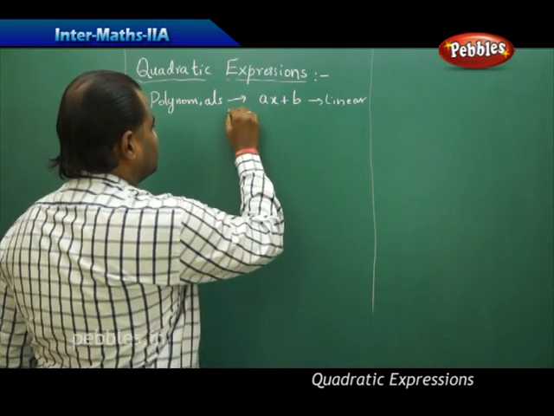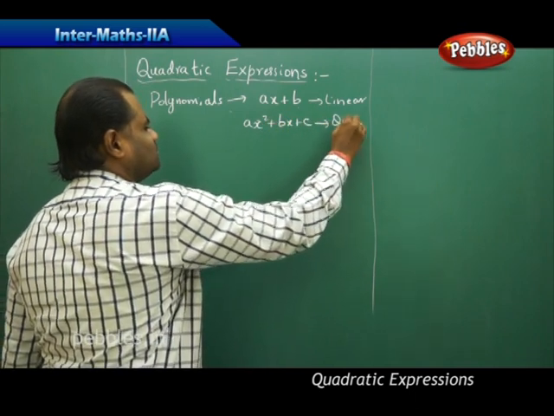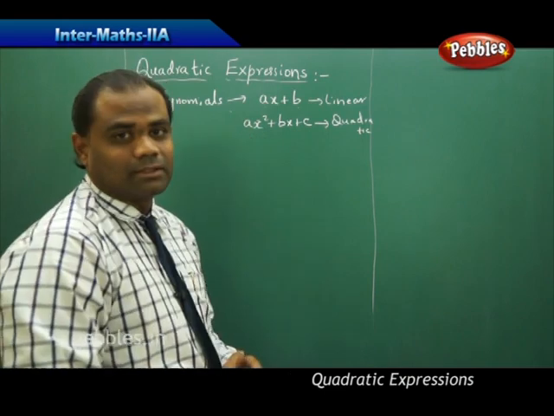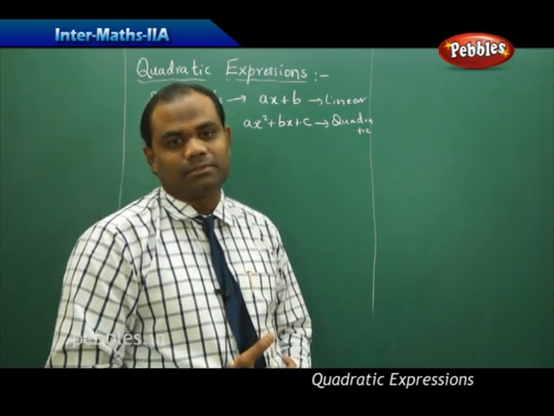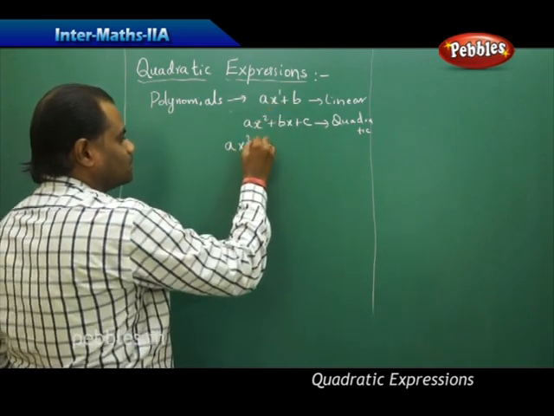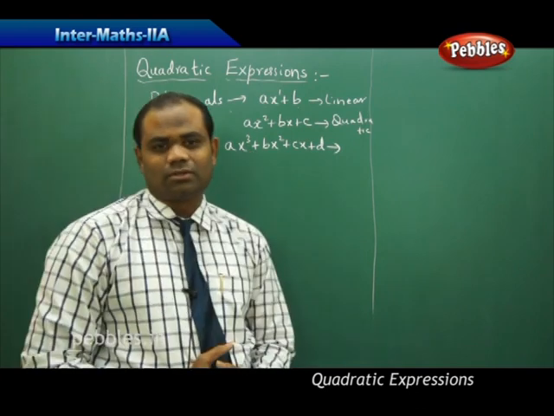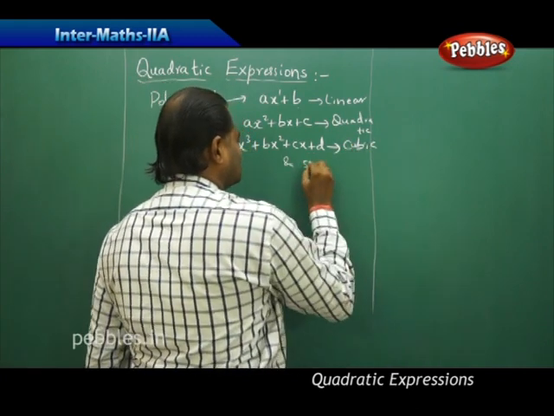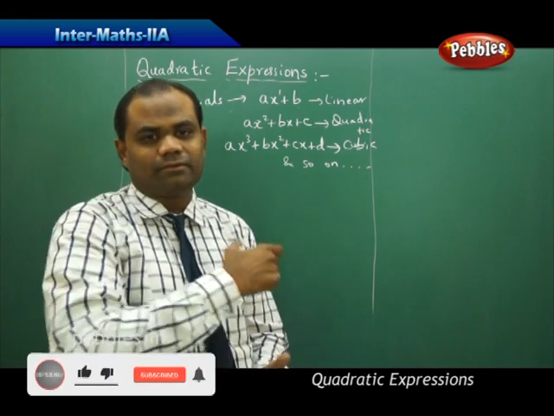So similarly, if I have ax squared plus bx plus c, it is called a quadratic expression. So we identify that whenever the power of x is raised by one additional unit, we get different types of polynomials by different names. Similarly, when I raise this to power 3, ax cubed plus bx squared plus cx plus d is with power 3, so it is called a cubic polynomial or a cubic expression, and so on.